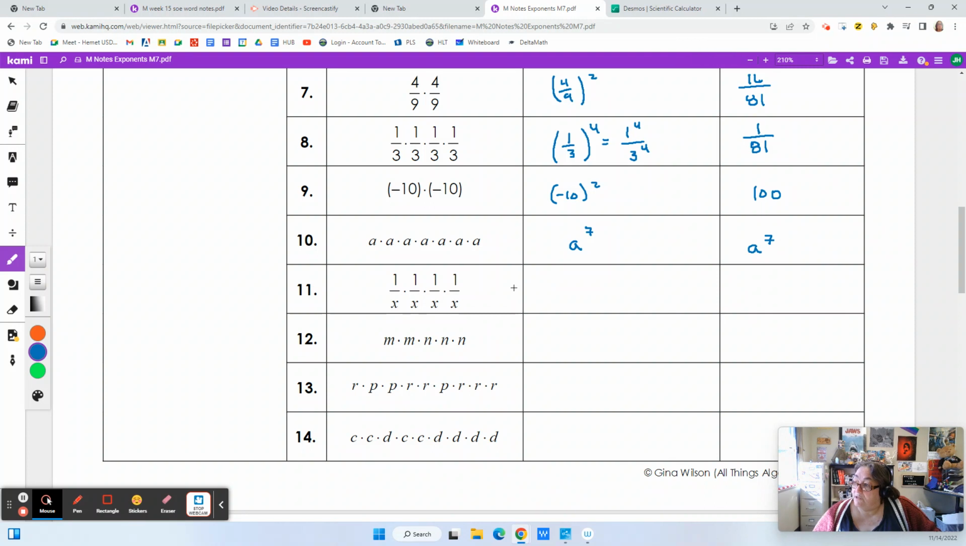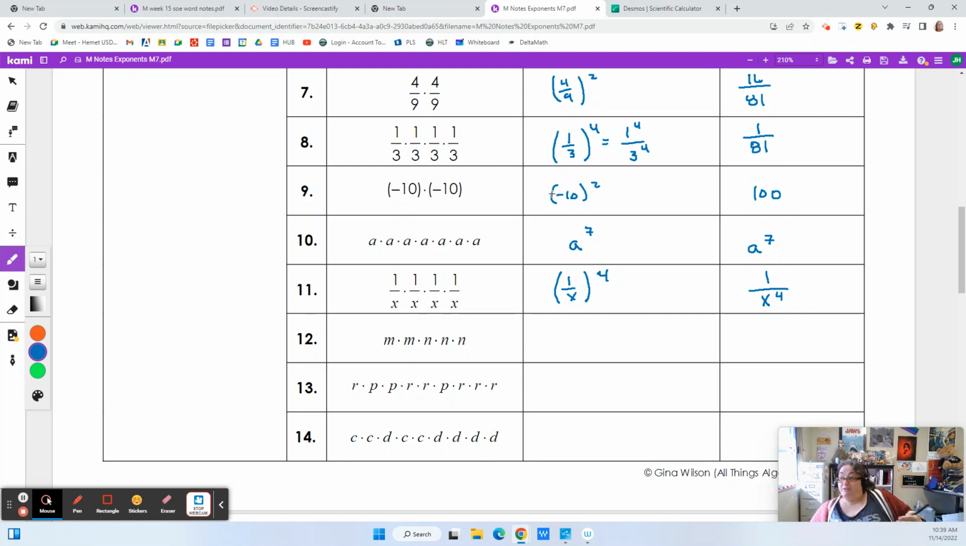Here I have 1 over X. How many times do I have that 1 over X? 4. So we're going to raise it to the 4th power, right? And so that's going to give me 1 over X to the 4th. I could write it as 1 to the 4th over X to the 4th, but what is 1 times 1 times 1 times 1? All right, still just 1.